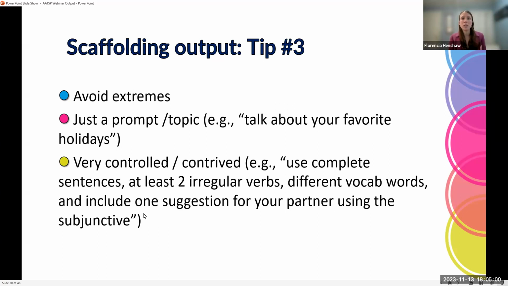And then the other extreme would be something very controlled or contrived, where you're putting language before message. And so it becomes something like use complete sentences, at least two irregular verbs, different vocabulary, include one suggestion for your partner using the subjunctive. At that point, it becomes a checklist that students go through to try to meet all of these demands, right? To try to fulfill demands. But then that takes precedence over, here's what I wanted to say about my favorite holiday. And so we need to make sure that we are letting go of control, that we are scaffolding, but we are not controlling their output.